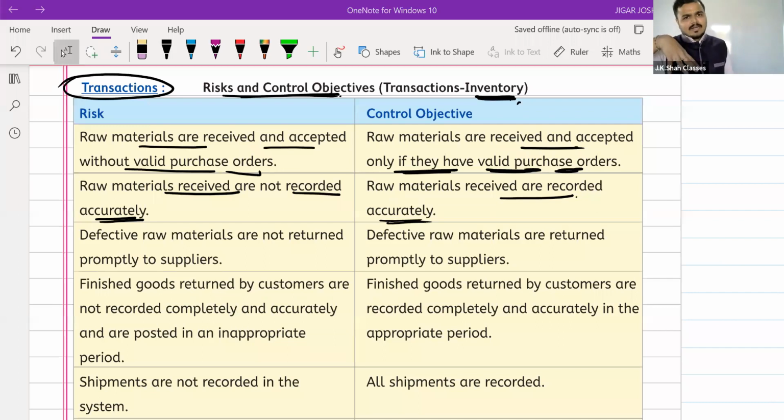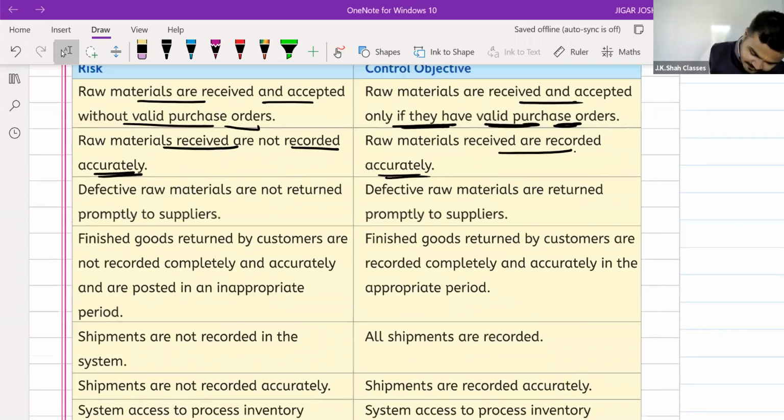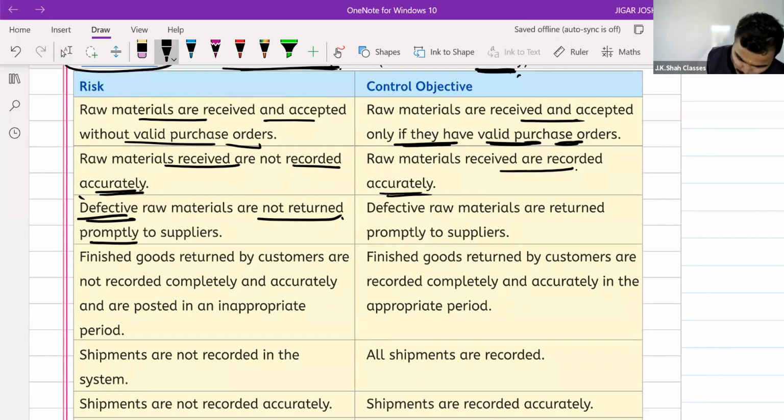When we receive the raw material, do you remember that we first do the quality check in the quality department? Whenever the raw material comes, we immediately check whether it matches the quality or not. And if there is a discrepancy, an issue, or a problem, we inform the vendor: please take this back, I had ordered a high quality product and I want that high quality product only. So defective raw material might be charged if it is not returned promptly to the supplier.